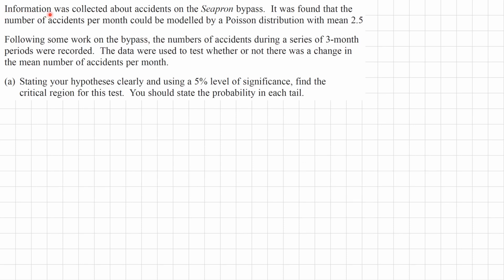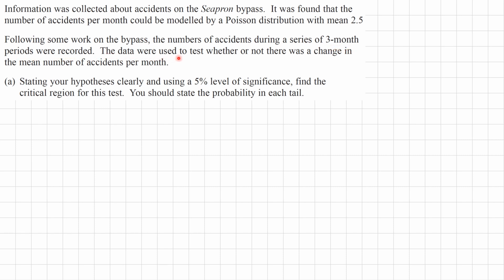This is an A-level Further Statistics 1 question on quality of tests. Information was collected about accidents on the Cepron bypass. It was found that the number of accidents per month could be modelled by a Poisson distribution with mean 2.5. Following some work on the bypass, the number of accidents during a series of 3 month periods were recorded.